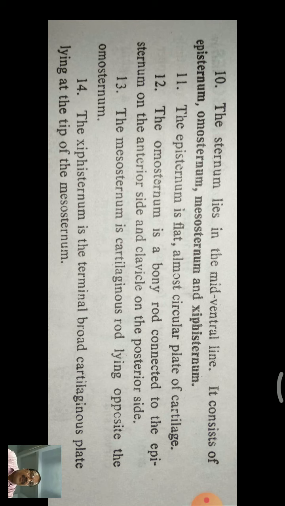The episternum is a flat, almost circular plate of cartilage. The omosternum is a bony rod connected to the episternum on the anterior side and the clavicle on the posterior side. The mesosternum is a cartilaginous rod lying opposite the omosternum. The xiphisternum is the terminal broad cartilaginous plate lying at the tip of the mesosternum.